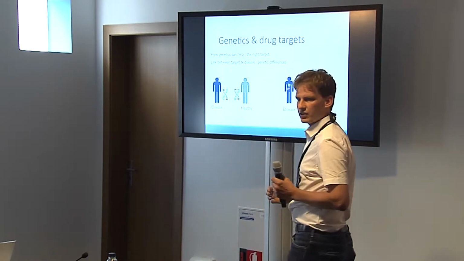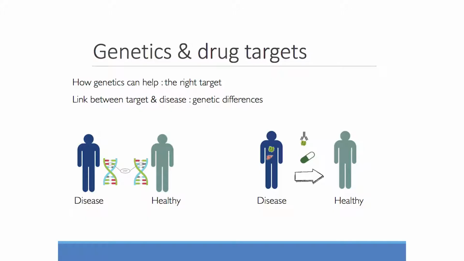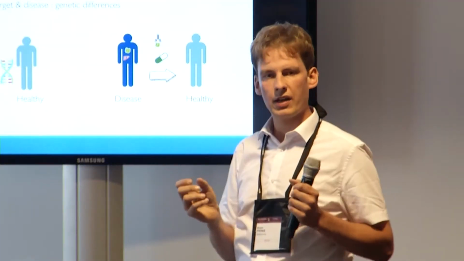So this is, in essence, what was told to you today and what we're trying to do. We're trying to develop genetic targets for drugs, and how genetics can help to find the right target is actually by trying to find a link between the targets and disease. So we're trying to find a proper target by finding the genetic differences between a healthy population and a disease population.